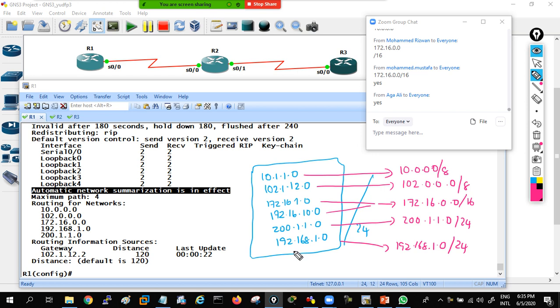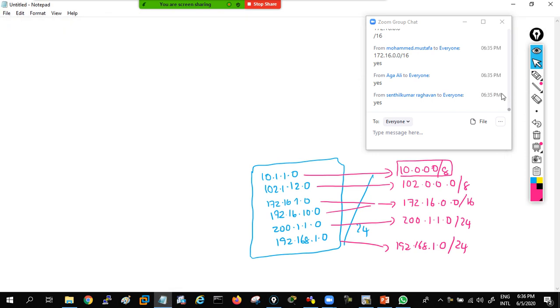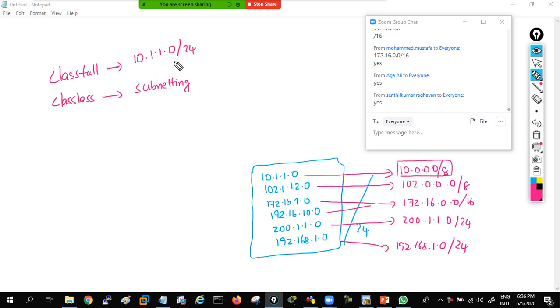By default, if you enable auto summary, it will send the classful complete summary network. You understand, guys? Here I also want to explain to everybody the difference between classful and classless. Did you hear about these words? Do you know the difference between classful and classless? Classless is nothing but it supports subnetting. That's it. Classful is nothing but it doesn't support subnetting. By default, whenever you say 10.1.1.0/24, still it will consider it as a 10 network.